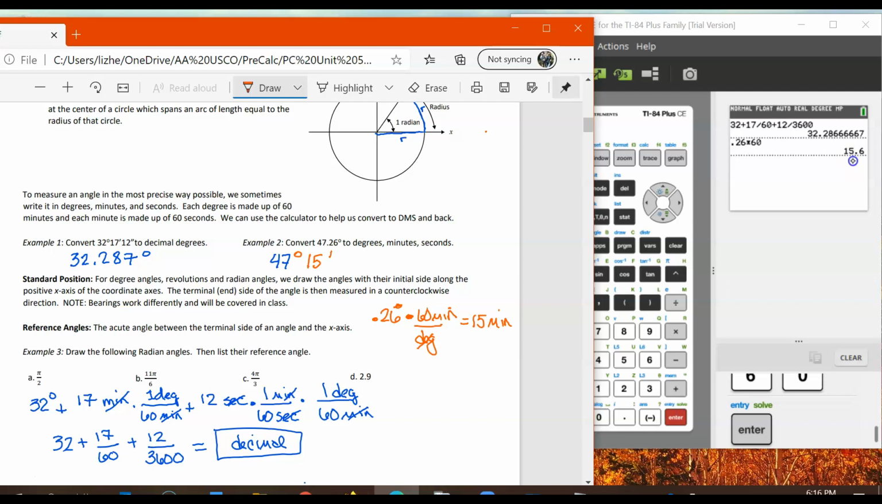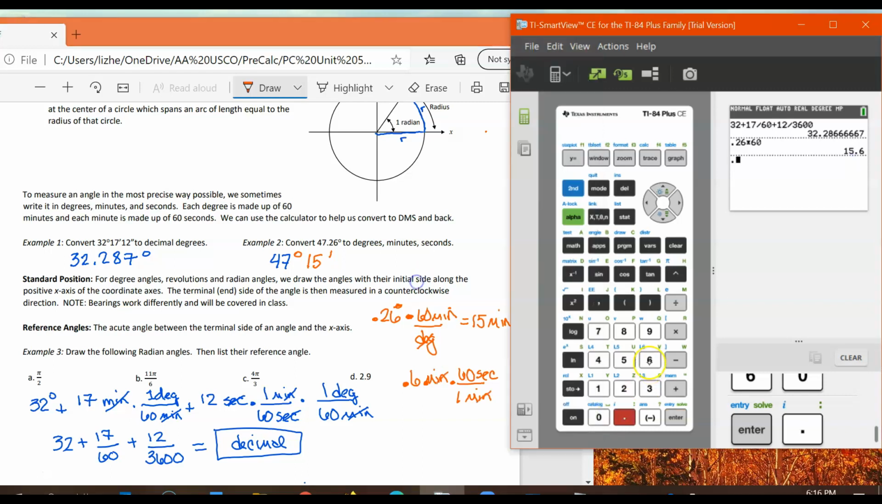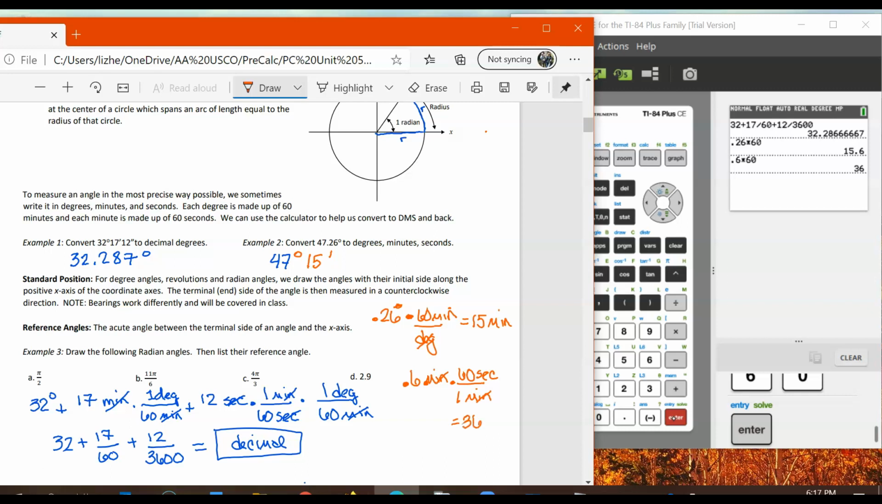On your calculator, you take that decimal that's left, 0.6, and that is in minutes. And so now we want to go from minutes. 1 minute has 60 seconds. So now you take the 0.6 that's left, because those minutes cancel, 0.6 times 60, and that's going to give you your 36 seconds. And there's your answer. Okay?